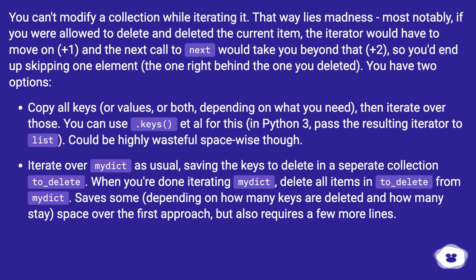Iterate over midict as usual, saving the keys to delete in a separate collection, to_delete. When you're done iterating midict, delete all items in to_delete from midict. Saves some space over the first approach, depending on how many keys are deleted and how many stay, but also requires a few more lines.